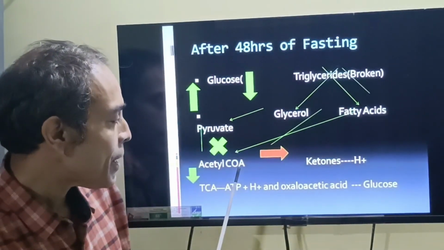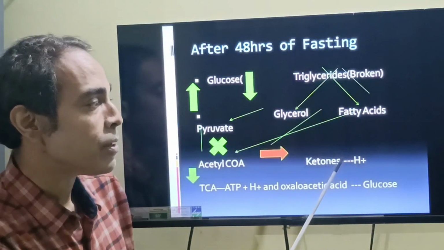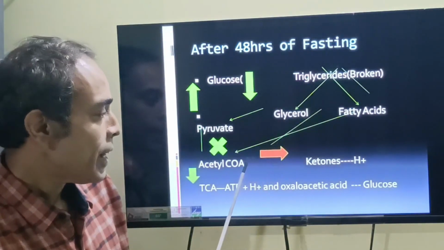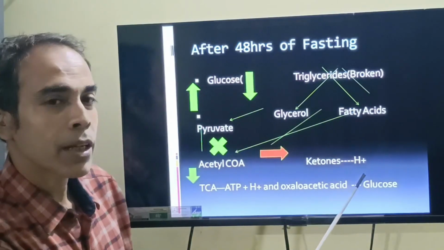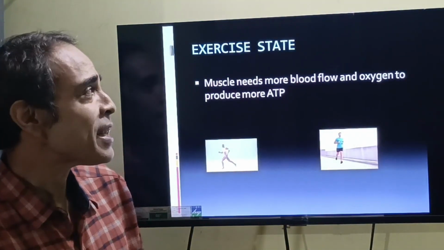Now this acetyl ultimately converts to ketones, and these ketones potentially form hydrogen ions. So after 48 hours, ketones form, raising the hydrogen ion concentration. Now what about the third stage, which is exercise?